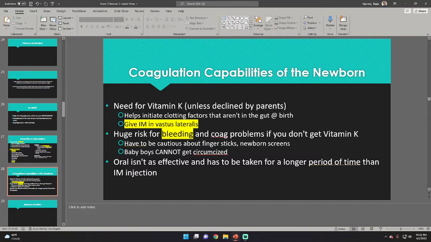Baby boys cannot get circumcised if they don't have that coagulation to clot off that blood. The oral form isn't as effective, and it has to be taken for a longer period of time than a simple intramuscular injection.